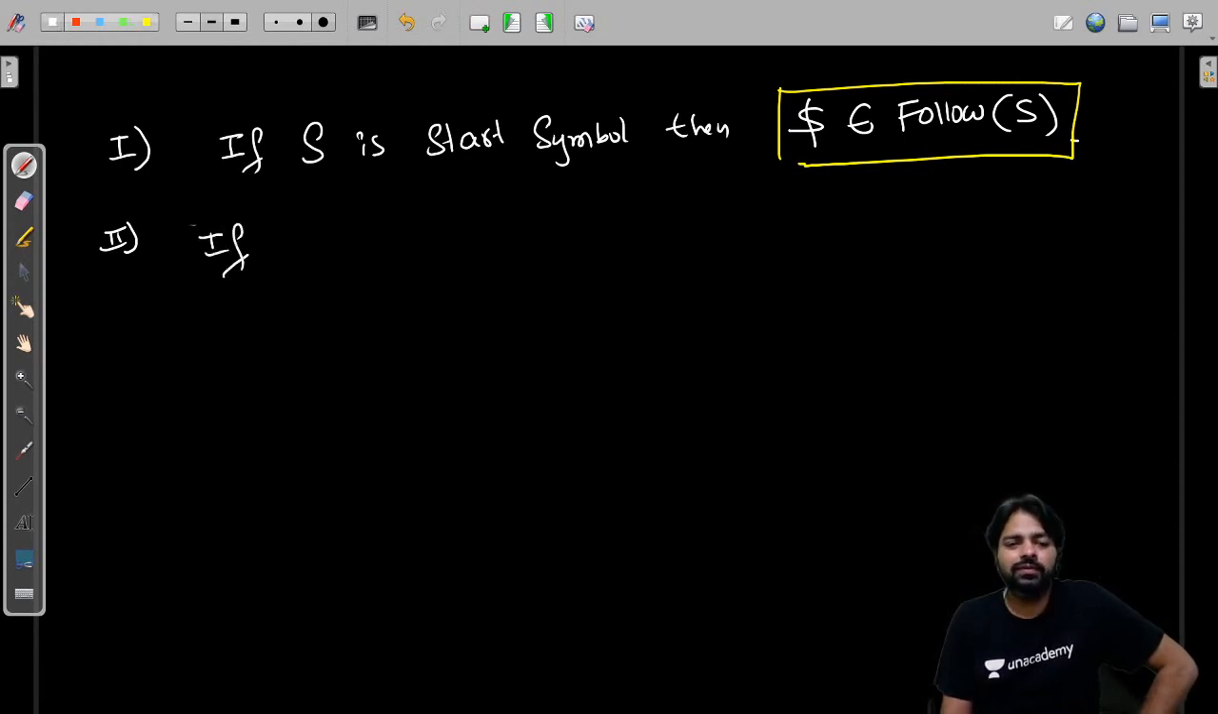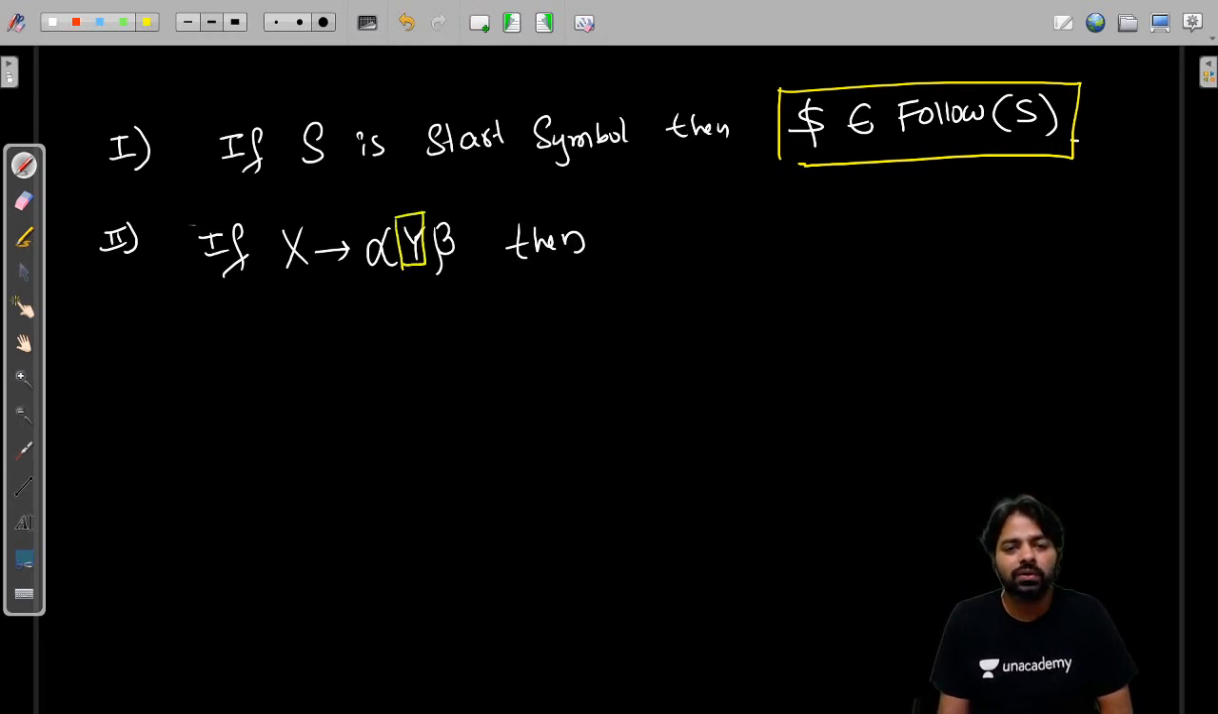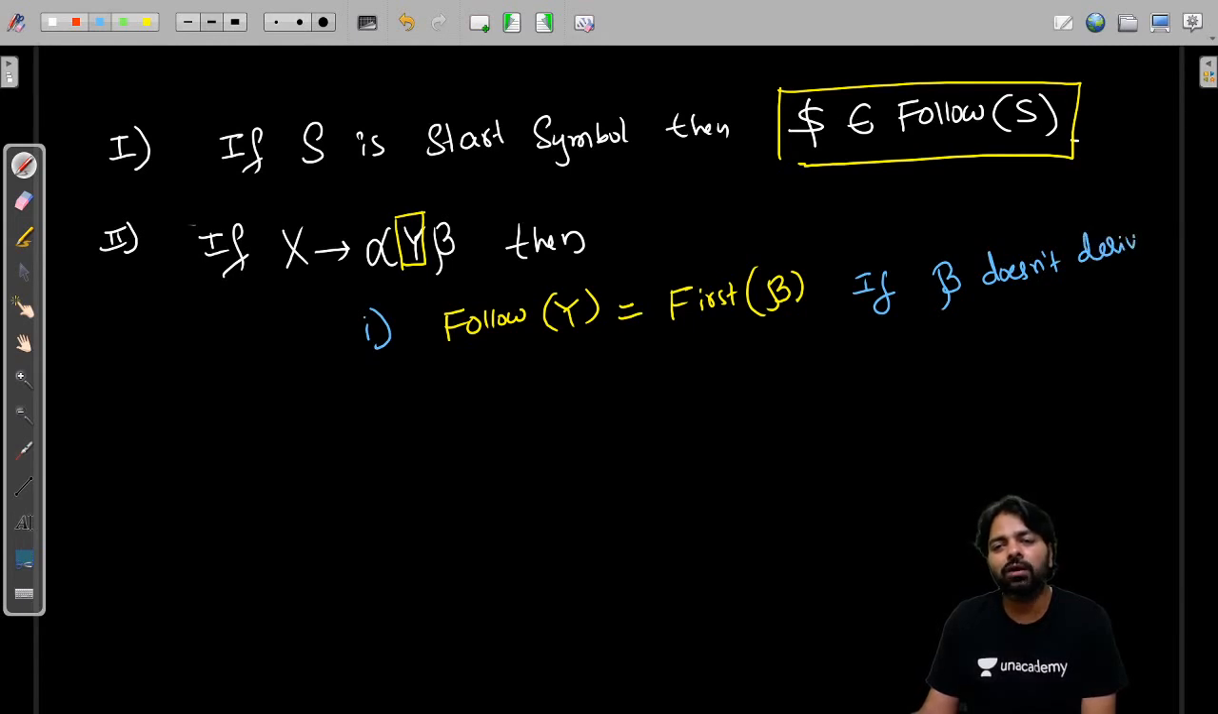If you have something like X derives alpha y beta, and we are talking about y here, then how to compute? What is follow of y? Don't compute follow of X now, here it is not possible. Then follow of y is first of beta. But there is also a condition applied. If beta does not derive epsilon, then you can purely depend on beta.